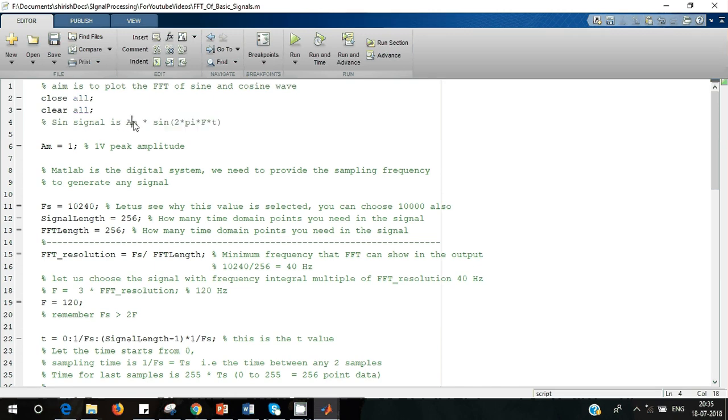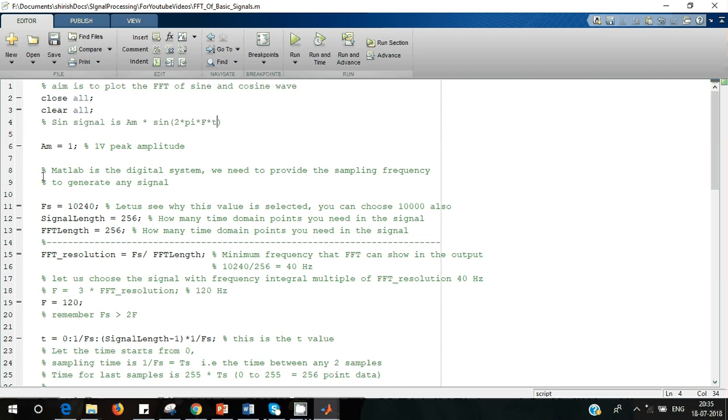As just a brief, A_m is the peak amplitude of the signal, 2 is a constant, pi is a constant, f is the frequency of the signal, t is the time axis. So we need to decide how many points of a sine wave we want to take. We cannot take infinite number of points. So t will decide how many points we want to take.